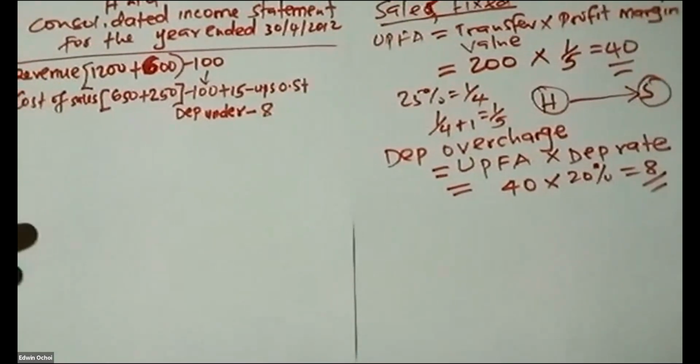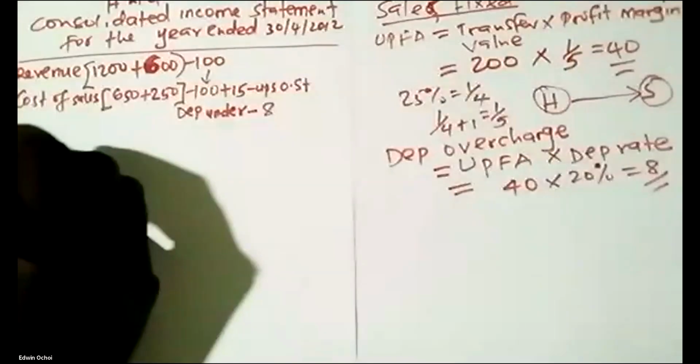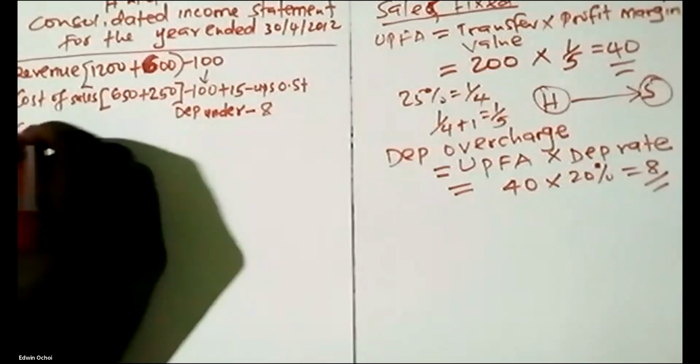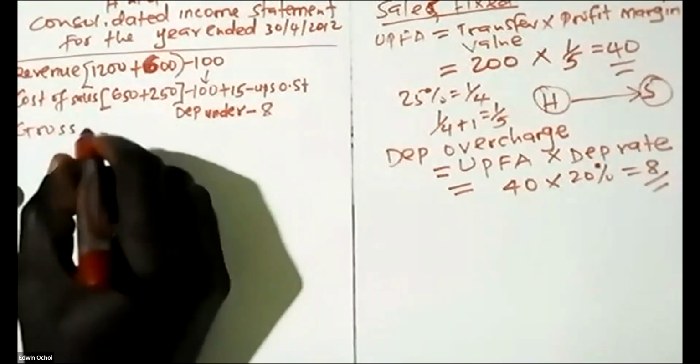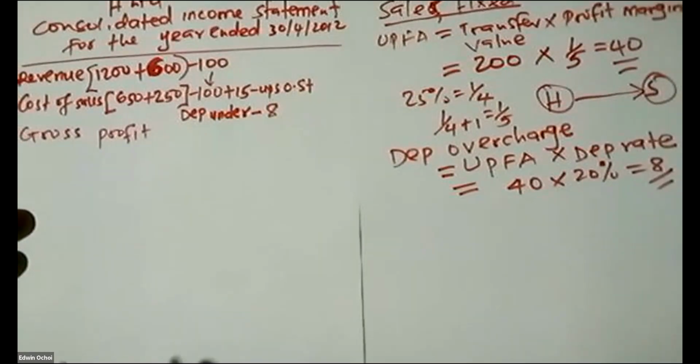And it means that all the adjustments which you are supposed to make in cost of sales, you are done with them. Under cost of sales, you minus intergroup sales, you add UPS on closing stock, you minus UPS on opening stock, you add depreciation undercharge, which is due to revaluation, then you minus depreciation overcharge, which is due to sale of fixed assets. When you compute these, you are supposed to get a gross profit.